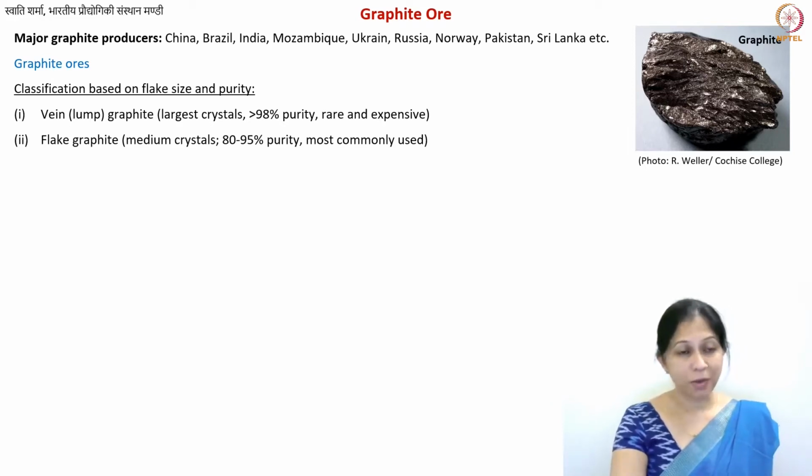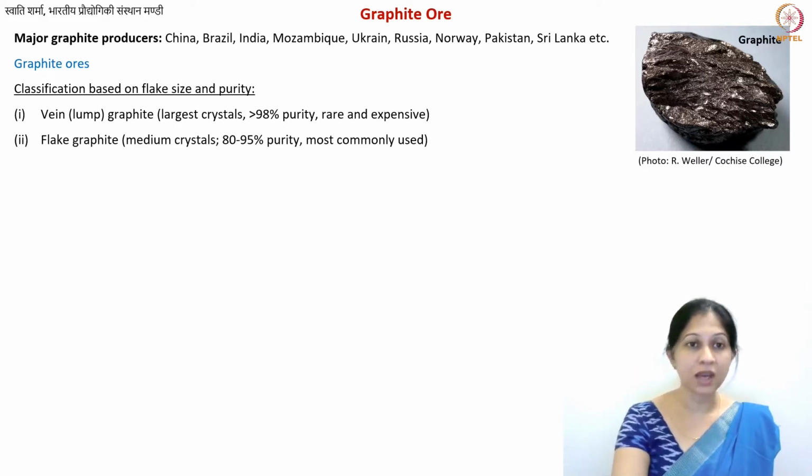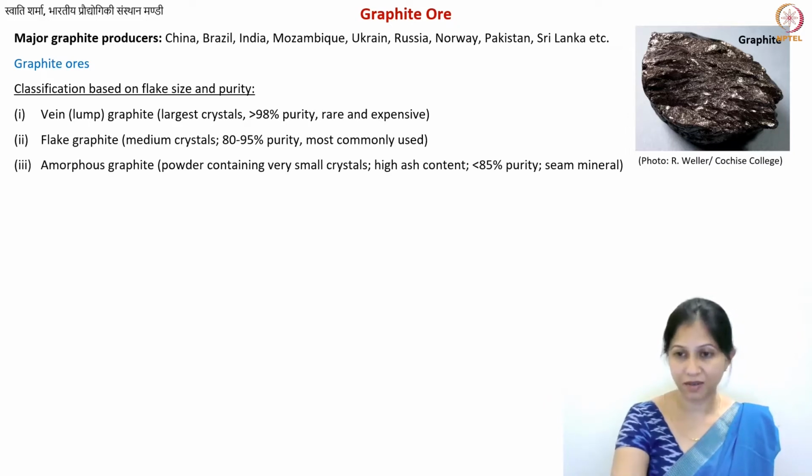However, the most commonly used graphite for manufacturing purposes is the second type, which is called flake graphite. Depending upon the mineral, you have the purity between 80 and 95%. And the crystal size is medium. It's not very small, but it's also not very large. This is the most commonly used industrial graphite mineral.